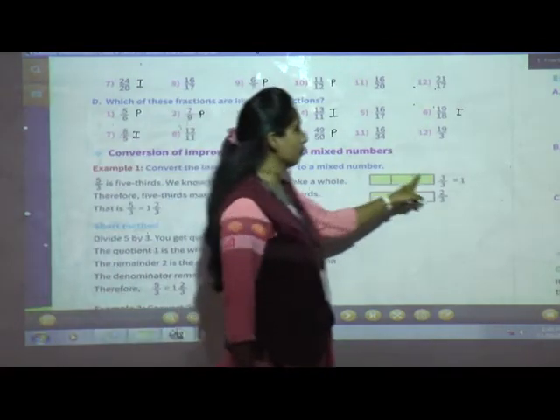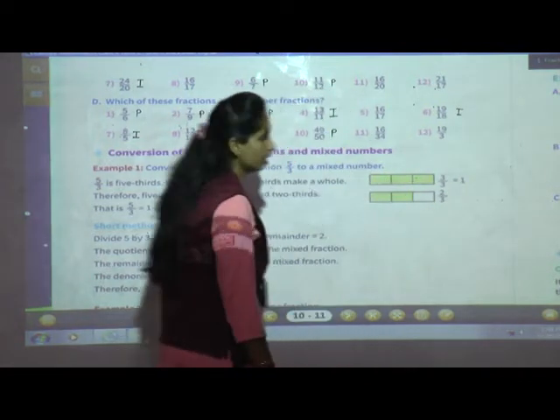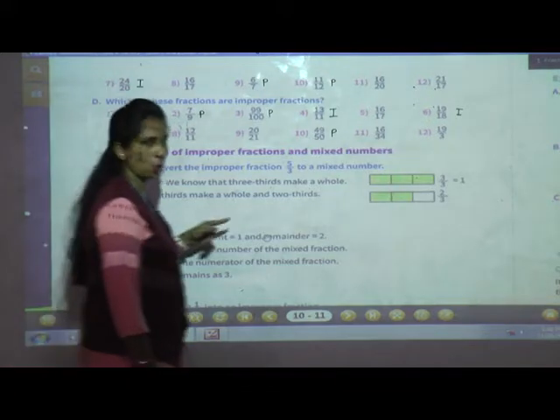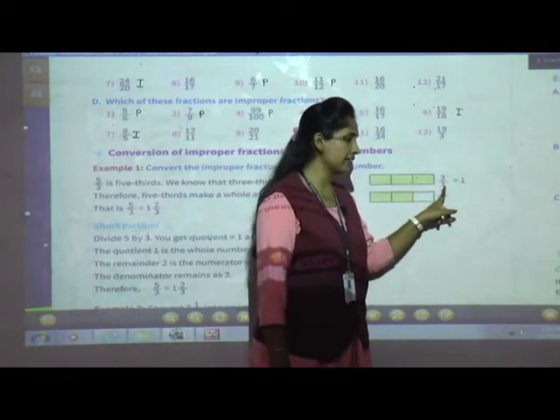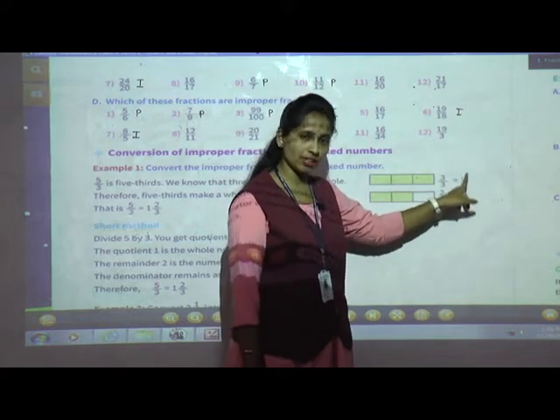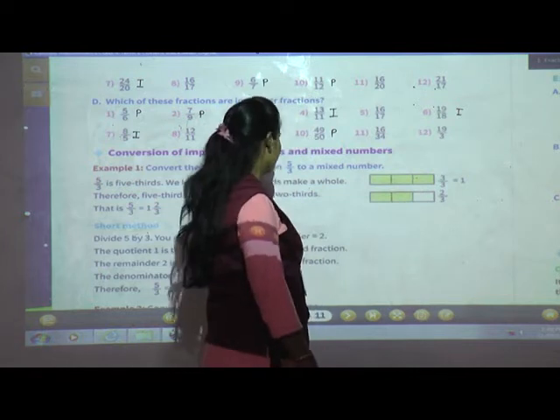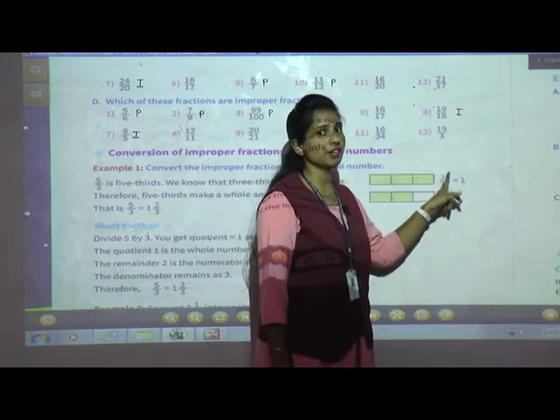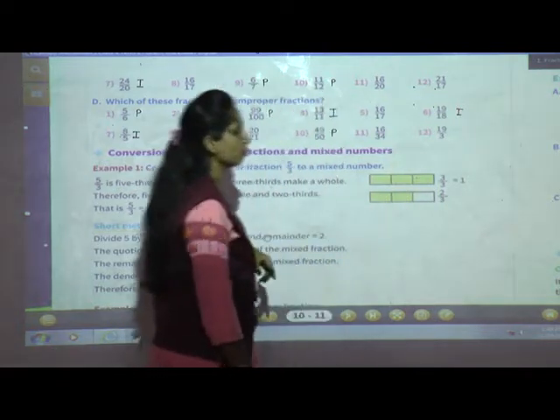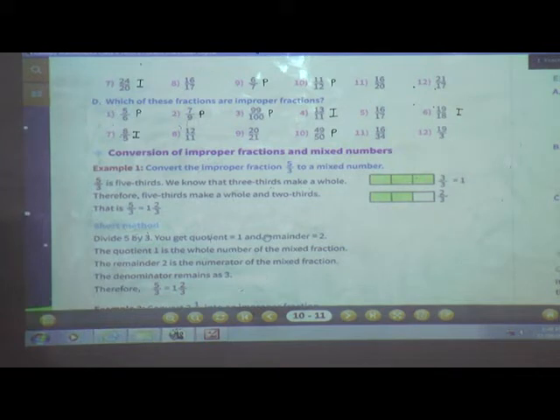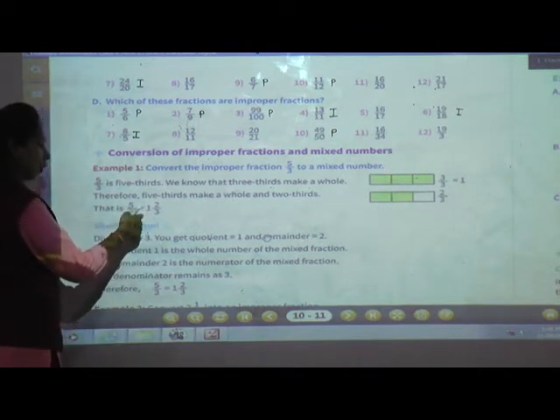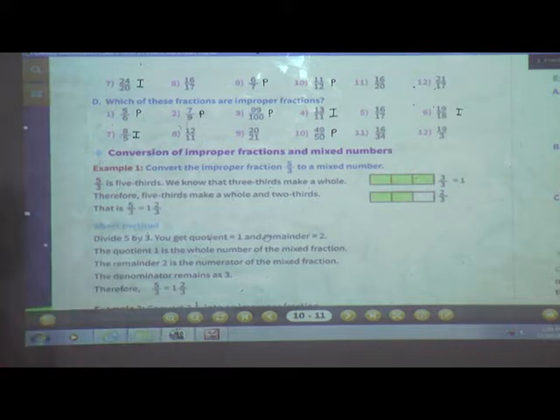So here 3 upon 3 is 1 part. How many total parts have they given? 3 only, isn't it? The denominator means the whole part. So 3 they had already given. So we have written 3 and 3 boxes. It means 3 upon 3 is 1 whole part, and the 5 is given. So to that 3 if we add 2, 2 parts are extra that we need to add in this. So that is 2 upon 3. So how can we write this number in mixed fractions? 1 whole and 2 upon 3.